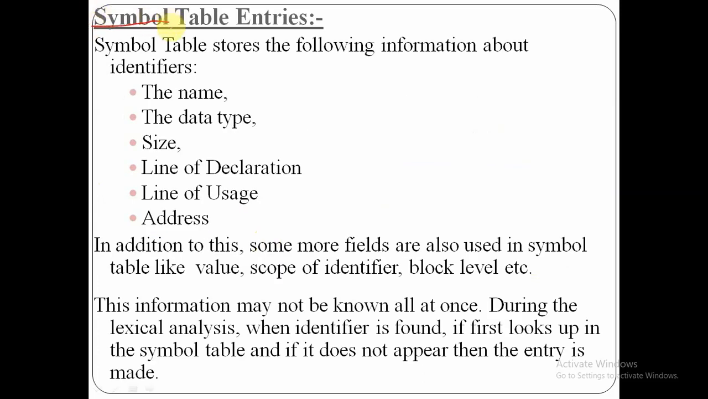Symbol table entries. The symbol table stores the following information about identifiers: data type, size, line of declaration, line of usage, address, etc. In addition to that, some more fields are also used in the symbol table, like value of the identifier, scope of the identifier, block level of the identifier, etc. This information may not be known all at once, meaning it will be collected sequentially.